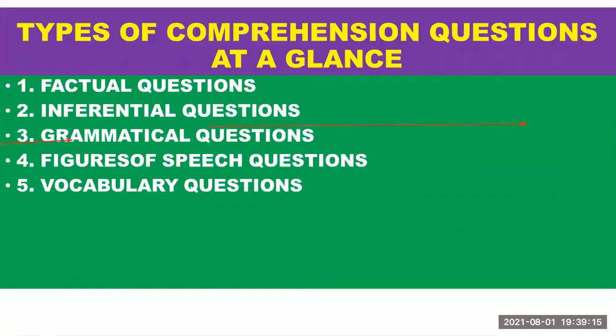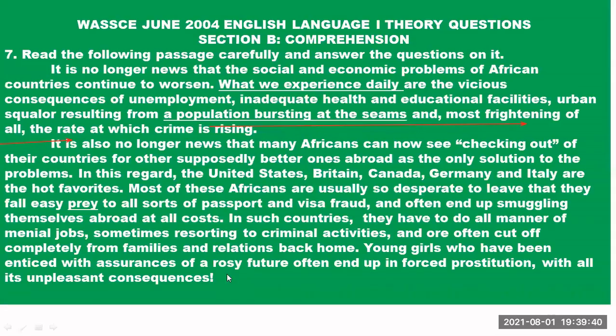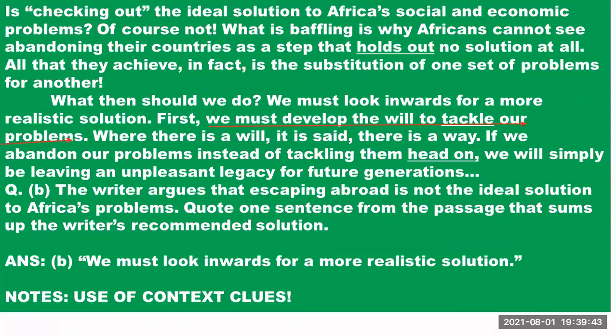And then if we are asked to support our answer with a brief description of the writer's argument, the writer's argument is what we have already quoted. So let's get back to the question itself. The writer argues that escaping abroad is not the ideal solution to Africa's problems. Quote one sentence from the passage that sums up the writer's recommended solution. And then we have quoted this. He said we must look inwards for a more realistic solution.